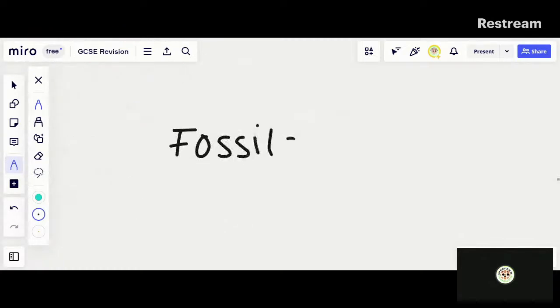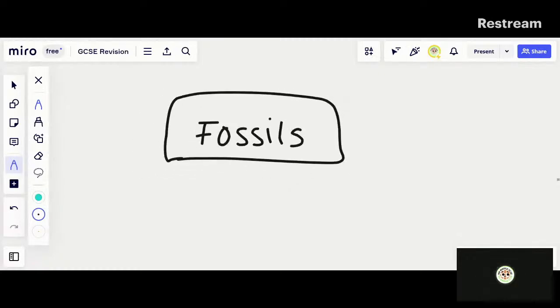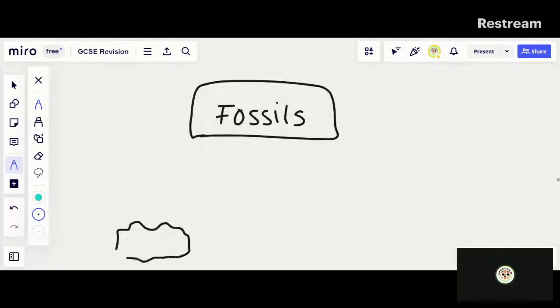Fossils. What are fossils? I'm pretty sure you have a good understanding of what fossils are. They're just the remains of organisms from thousands and thousands of years ago. They are found in rocks, and what happens is they tend to be preserved. So they provide evidence that organisms lived many, many years ago. And fossils can tell us a lot about how much or how little an organism has evolved.